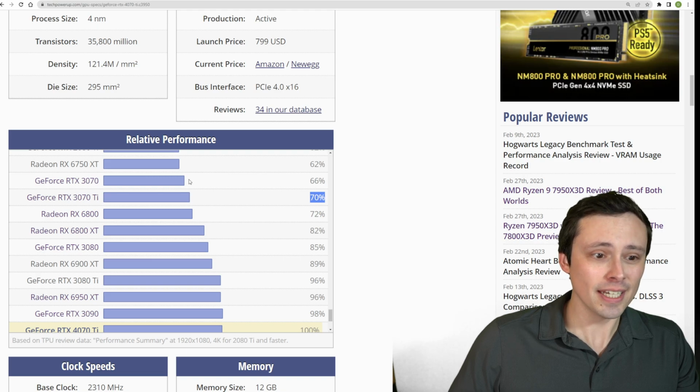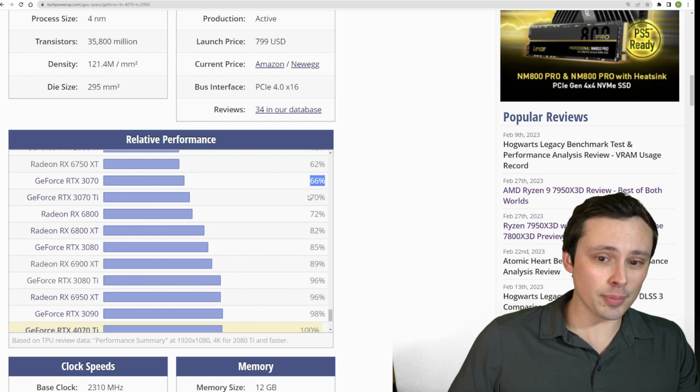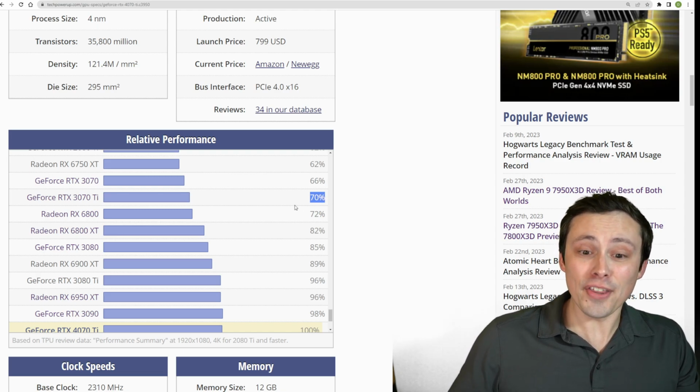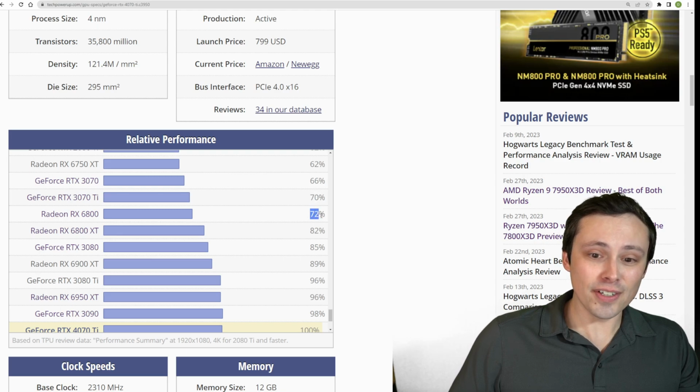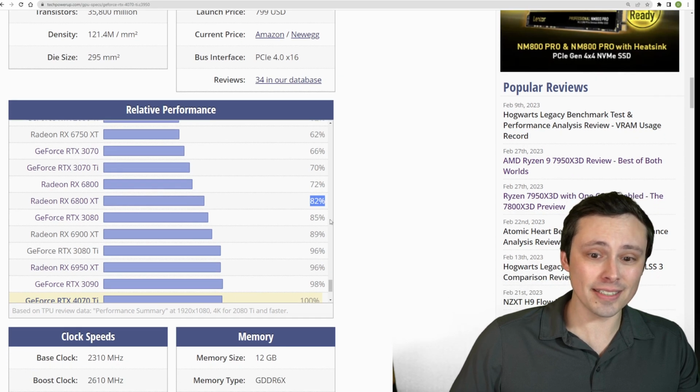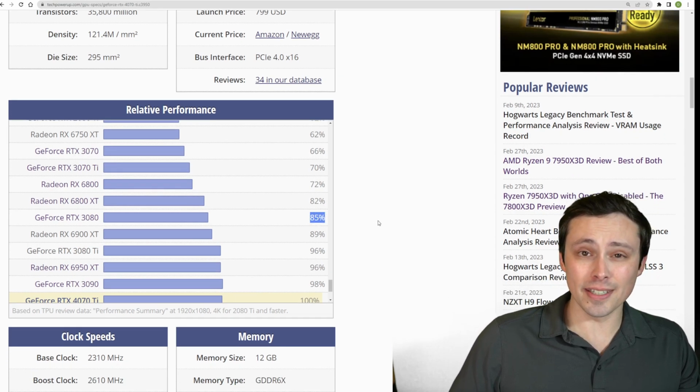Again, it's not perfect. The 3070 coming in at about 66%. So this does look like it is going to be better than a 3070 Ti, but not by all that much. It looks like it's fairly comparable to an RX 6800 and might be slower in rasterized performance than a 6800 XT or an RTX 3080.